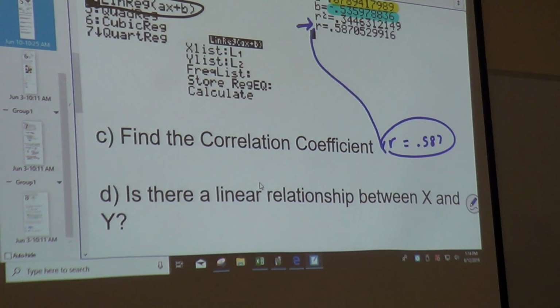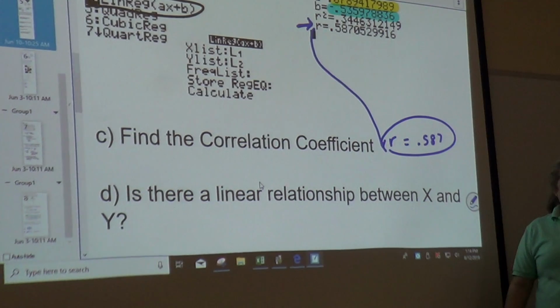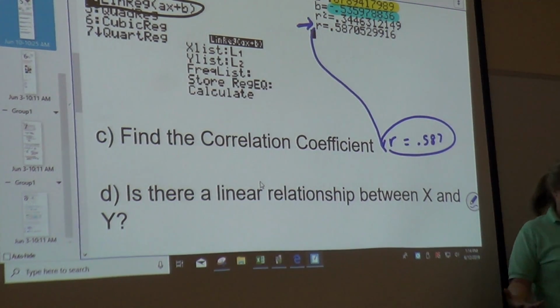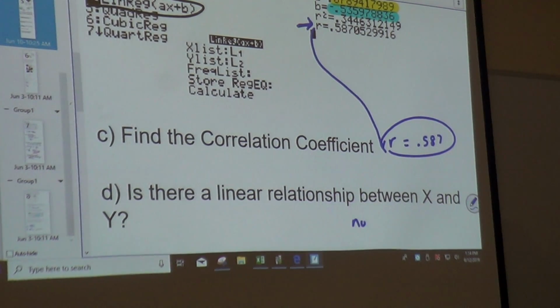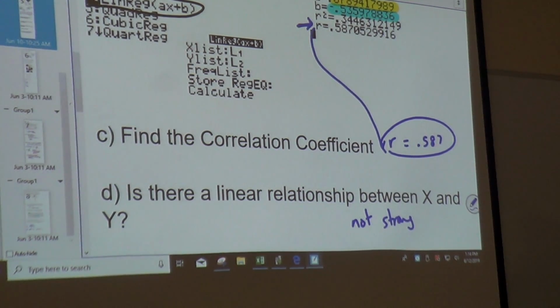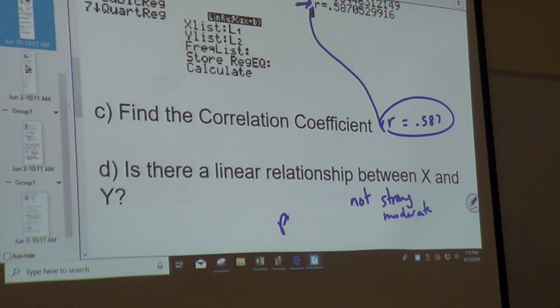Then it says, is there a relationship? Tell me about the R value. There's some relationship. It's sort of, kind of. It's not strong. It's moderate, not strong at all. Is it positive or negative? It's positive. Positively moderate.